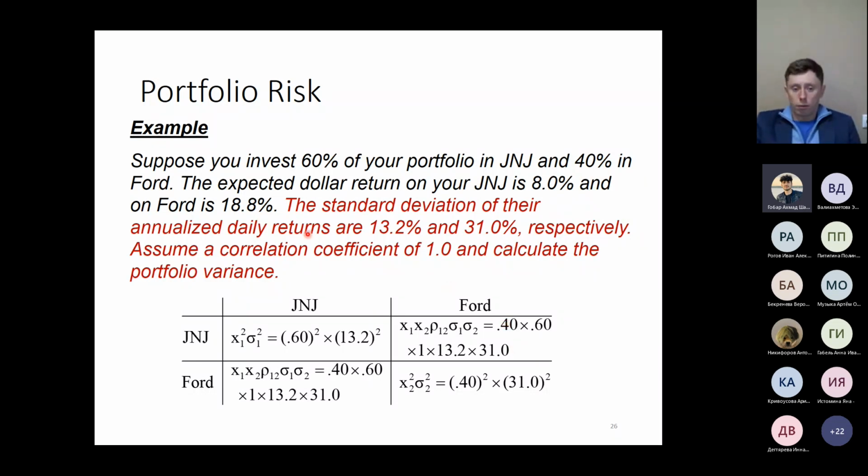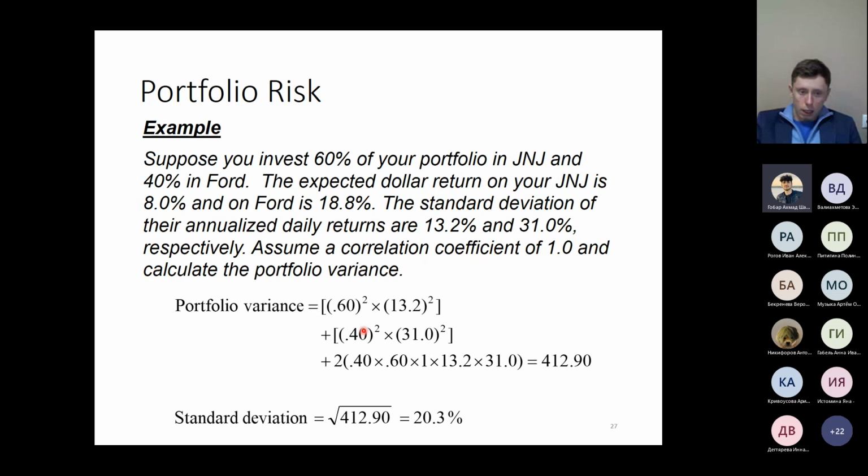We move further and we have additional information that the standard deviations of their annualized daily returns are 13.2 and 31% respectively. If the correlation coefficient is 1, what would be the portfolio variance? This is how we would do it. So we fill in the table with appropriate numbers, and this would be the result.